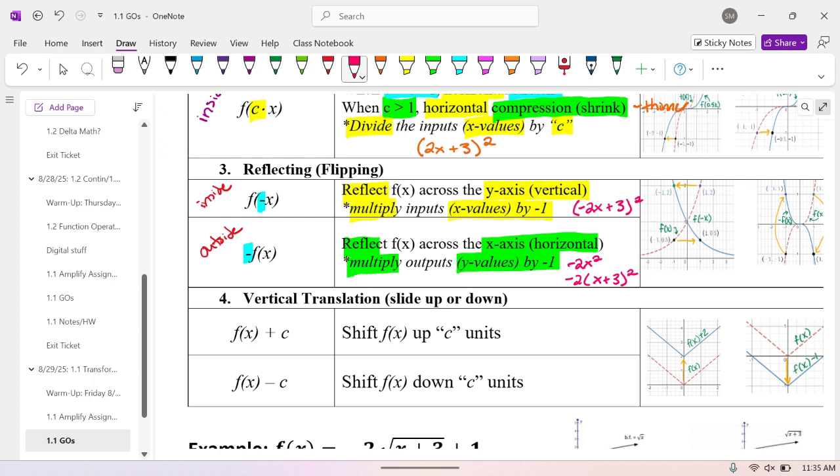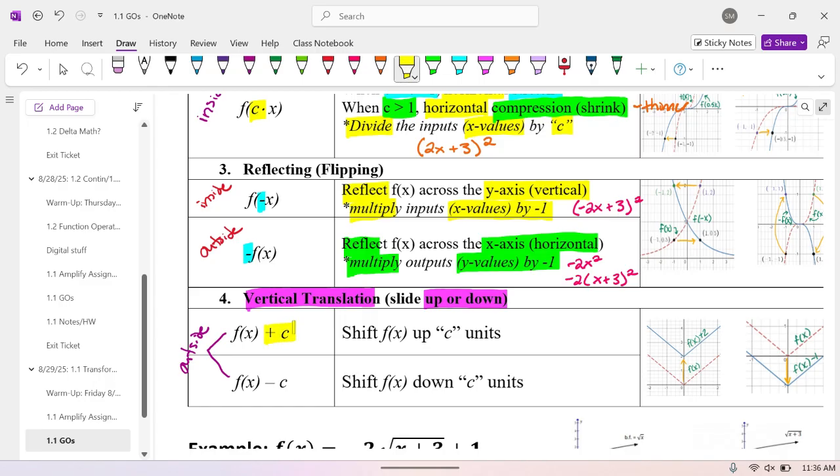Now, the last type of transformation that we have is the vertical translation. So we already know how to translate horizontally. Now we're doing it vertically, and that's just going up or down. Now, both of these are strictly outside the brackets. And these are the ones that make sense logically. So if you're going up, you're adding. If you're going down, you're subtracting.